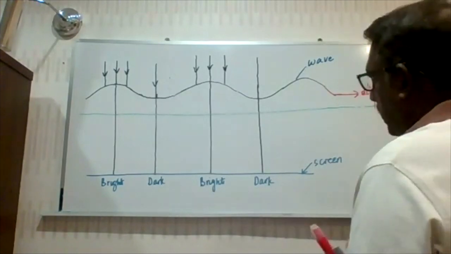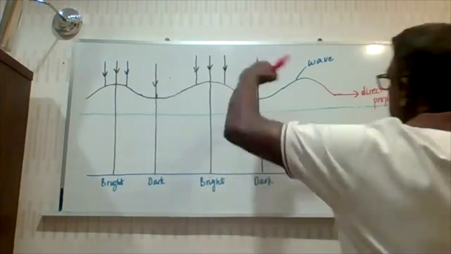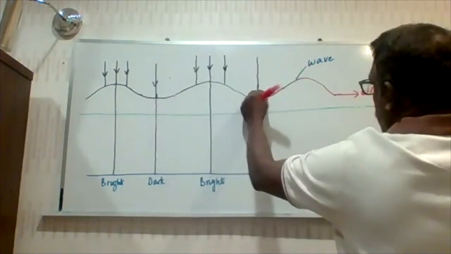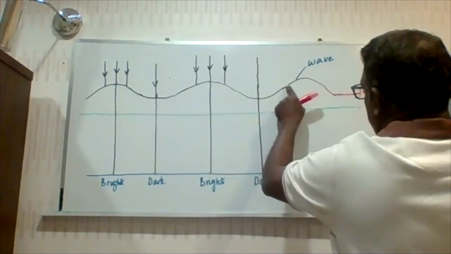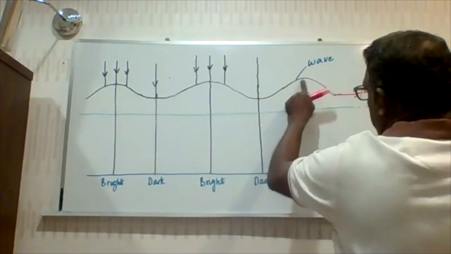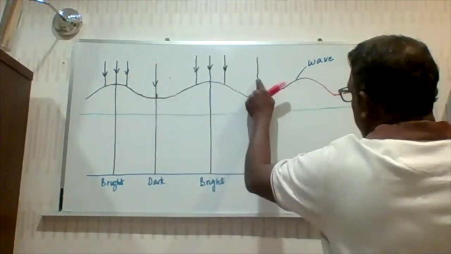Now I need to know the direction of oscillation. As the wave moves, what is happening to this water molecule? Look at the water molecule here, look at the water molecule here, look at the water molecule here. And then this water molecule after that will be going up here.